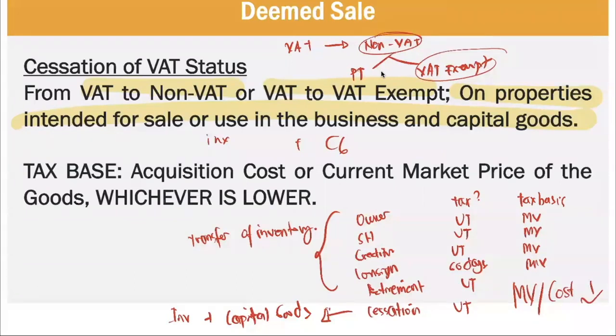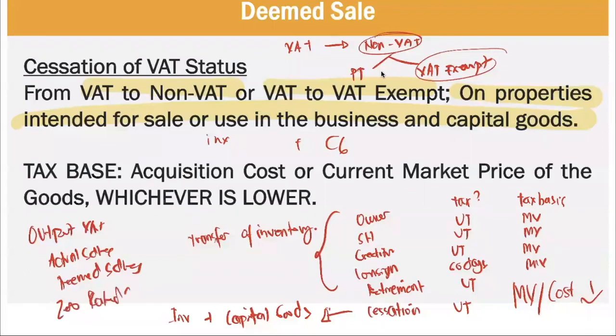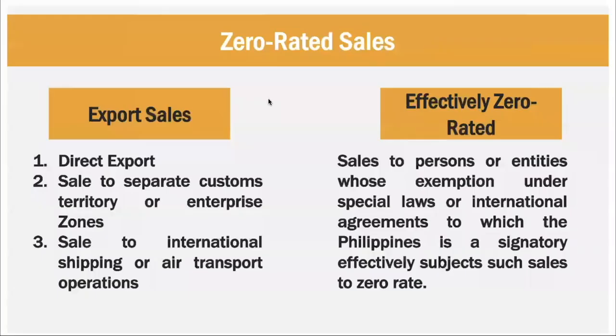Okay, so again, what are the sources of output VAT? We have your actual sales, we have your deemed sales, and we have your zero rated sales. We're done with your actual sales, we're done with your deemed sales. We are now going into your zero rated sales.